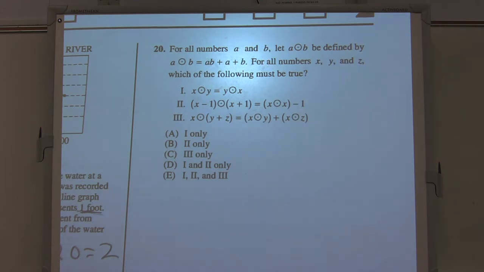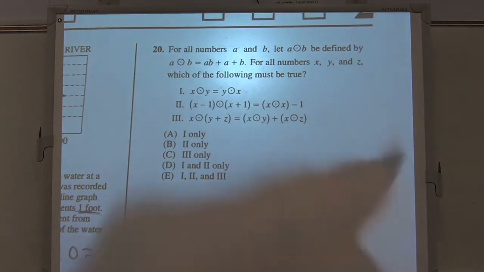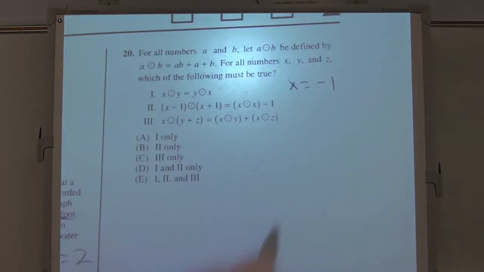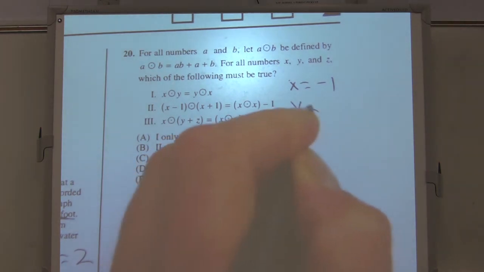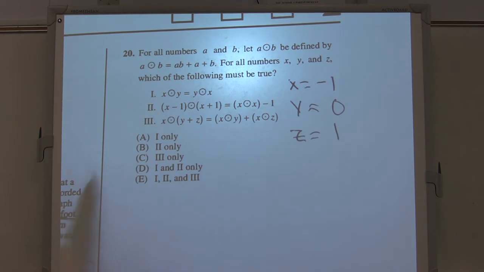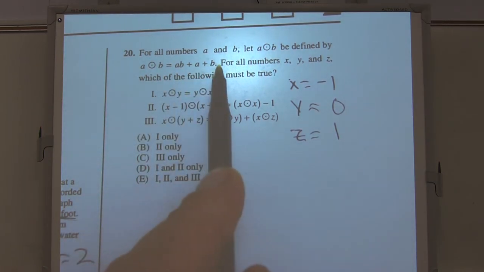Alright, on these ones, you guys, it's best to let one of them be negative, one of them be 0, and one of them be positive. That way you will eliminate every possible value if you do that. So what I'm going to do, I like easy numbers. I'm going to let X equal -1. Sorry, my hand's in the way. I'm going to let Y be my 0, and then Z be equal to +1, and then just plug these in following this rule right here, AB plus A plus B.